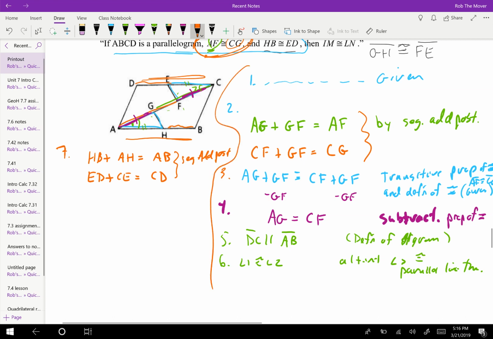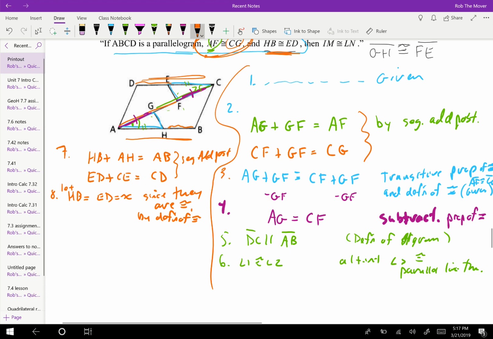Now I may want to go back and do some letting. Now we're given HB is congruent to ED. Let's let HB equal ED equal x. Let HB equal x since they are congruent. So by definition of congruency, I can do that. So that means I can plug that back in there.